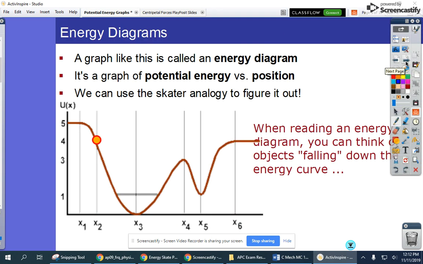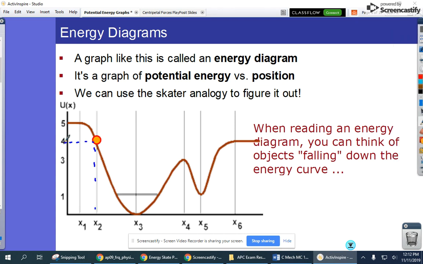Something like this is called an energy diagram, and it's a graph of potential energy versus position. It shows us, at any point, what our potential energy is. So we can see that if we're at x2, we've got 4 joules of potential energy. If we're over here at x5, it looks like we have about 1 joule, and so on. And when we're reading an energy diagram like this, we can use the skater analogy, and think of our object as, quote unquote, falling down the energy curve, behaving like that skater.